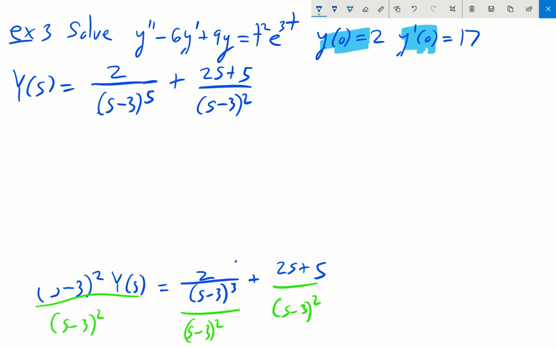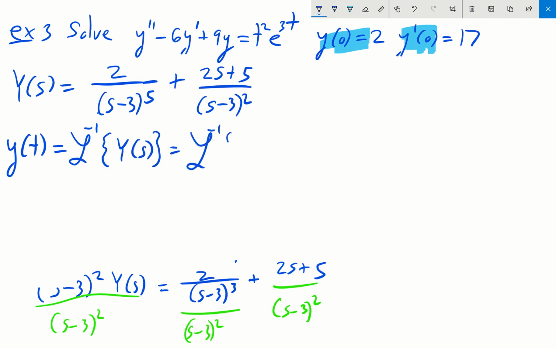And now our very next step is we've first of all taken the Laplace transform of both sides. That gave us an algebraic expression for Y of s. We have found Y of s, we got Y of s by itself, and so now we can find our solution. Our solution, y of t, is going to be found by simply doing the inverse Laplace transform of Y of s. So we need to do the inverse Laplace transform of 2 divided by (s minus 3) to the 5th plus (2s plus 5), all divided by (s minus 3) squared.